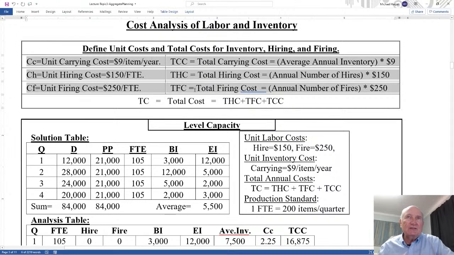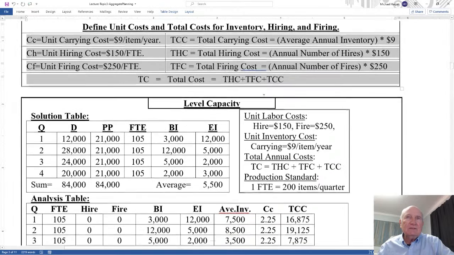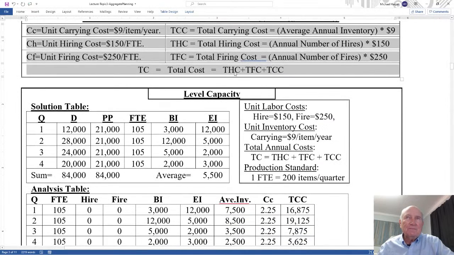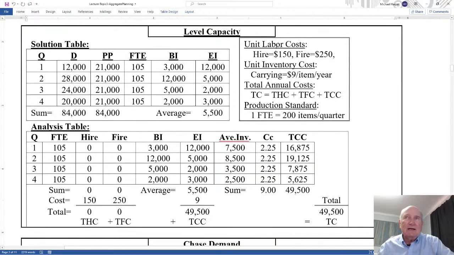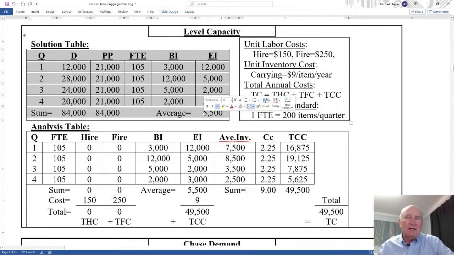So here are my definitions up here. So let's apply that to level capacity. I take these down here and copy them here: unit labor, inventory, hiring and firing, production standard. Okay. So this table right here came from the very first page.